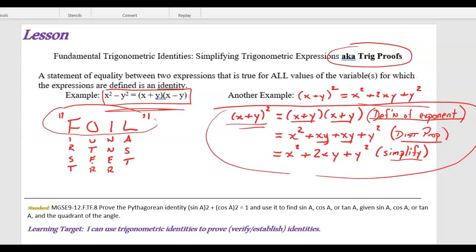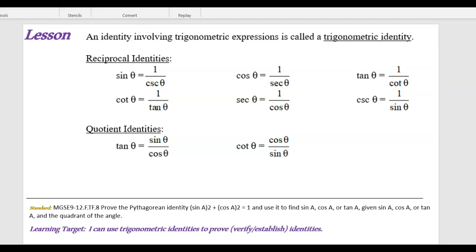Start with what you're given, and then rewrite it. Give a reason, rewrite it, give a reason, until you've verified, justified, established the identity. Okay, so that's what we're going to be doing, all right, and these are the properties, this is our toolkit.